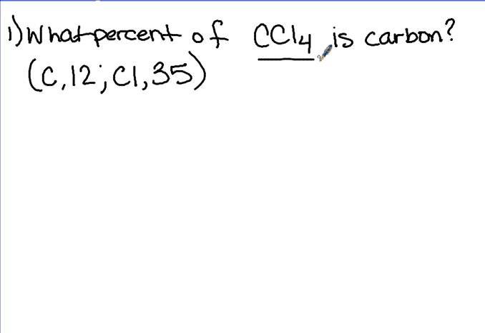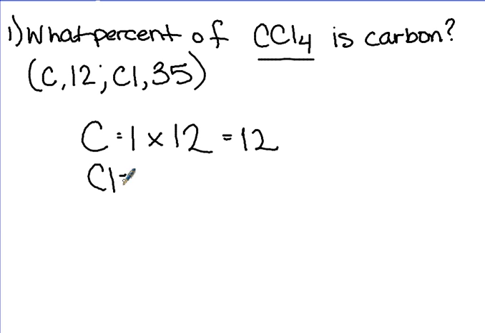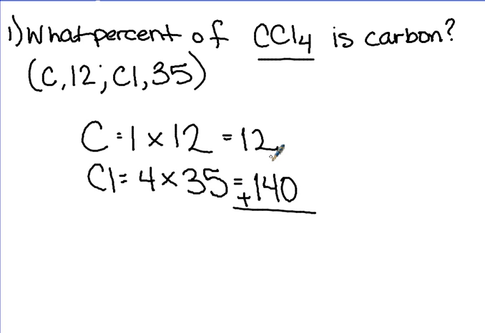In order to find the percent of weight of carbon, I have to find the weight of the entire thing first. All right, so what we're going to do, since I have 1 carbon, and each carbon weighs 12, we'll say 12 grams, I'm going to do 1 times 12, which is 12. Now I have 4 chlorine, and each chlorine atom weighs 35. So I'm going to do 4 times 35. That will give me 140. If I add the weight of the carbon and the chlorine together, I get 152, which is the total mass of 1 atom of CCl4.